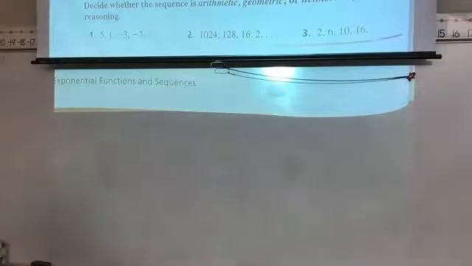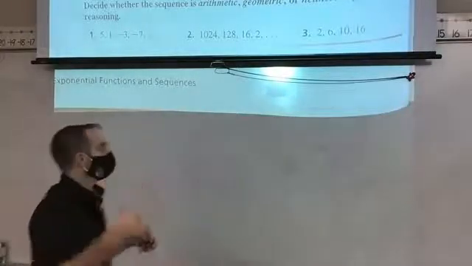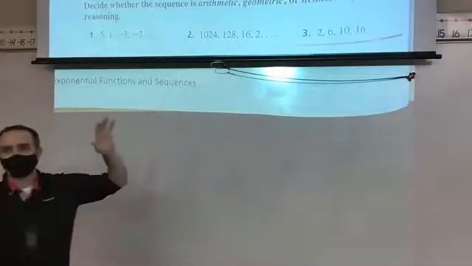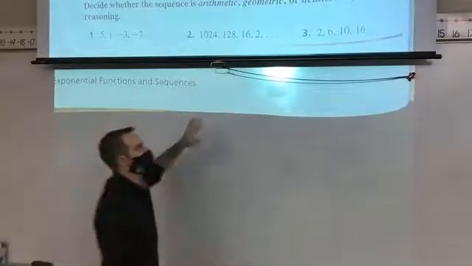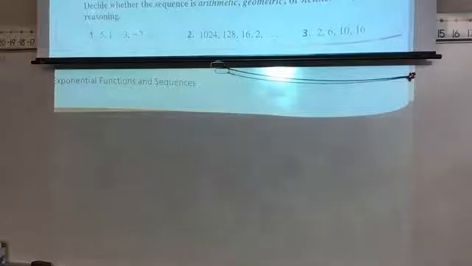Number 1, is that arithmetic, geometric, or neither? Arithmetic. We are adding -4 every time. There you go. How about for number 2? Geometric. We are multiplying by 1/8 there. Feel free to use a calculator to double check. And for 3, that is neither, right? That is add 4, add 6.